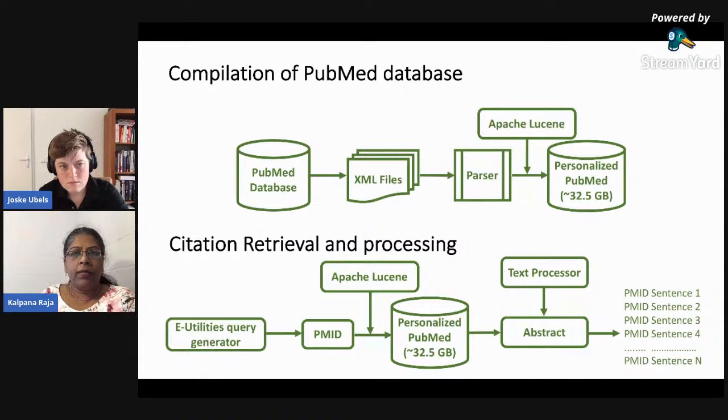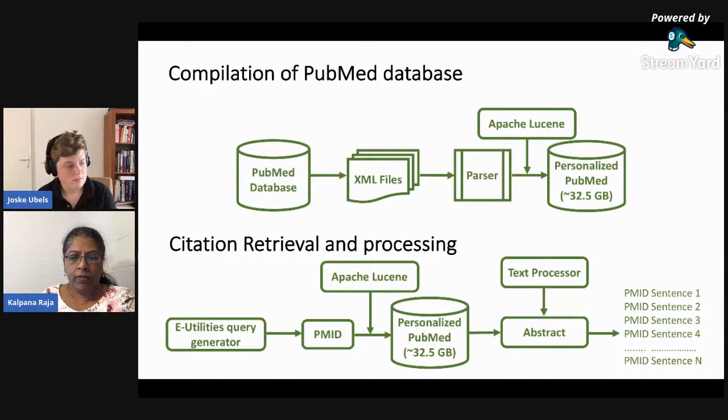eUtilities can get only the PubMed ID, nothing else. So once we have the PubMed ID, again we use Apache Lucene or similar software to query personalized PubMed to get abstracts related to the PubMed IDs that we retrieved using eUtilities. Once we have the abstracts, then we have to process them.